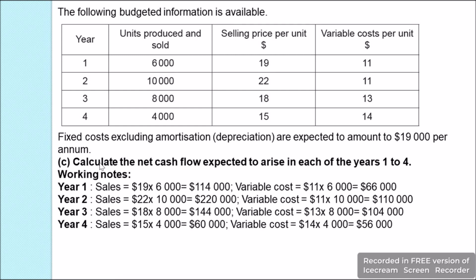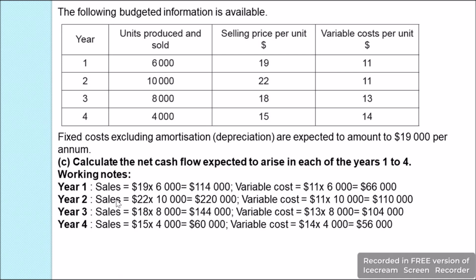In the C bit of the question, we are asked to calculate the net cash flow expected to arise in each of the years 1 to 4. So let's start with our working notes. We will start with the sales. For sales, we have the units produced and sold and the selling price. So when we multiply this, that is $19 times 6,000, we'll get the sales for year 1 as $114,000. The variable cost will be $11 times 6,000, which will be $66,000 for year 1.